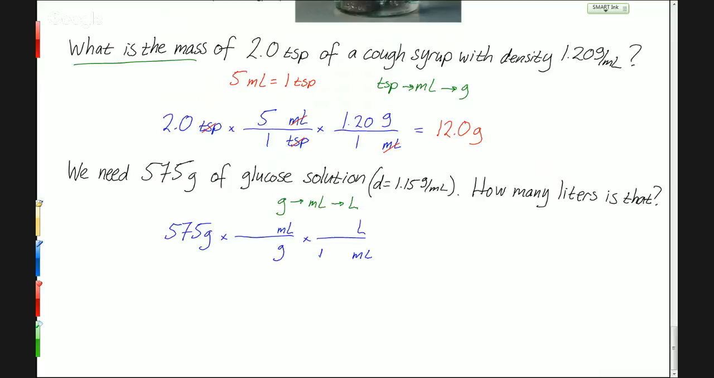Now, we know there were 1,000 milliliters per liter. Make sure when you fill in your density, remember that that 1.15 goes with the grams. It's that many grams in 1 milliliter. So this time it's flipped, so we have to make sure that those numbers get flipped too. Again, if we just follow the units and keep those straight, we shouldn't have a problem.